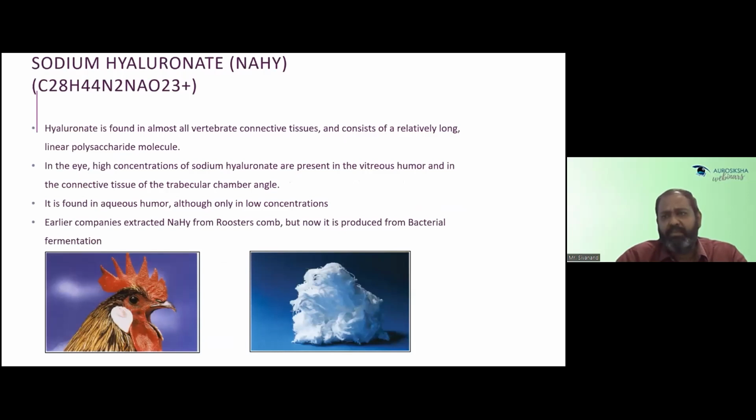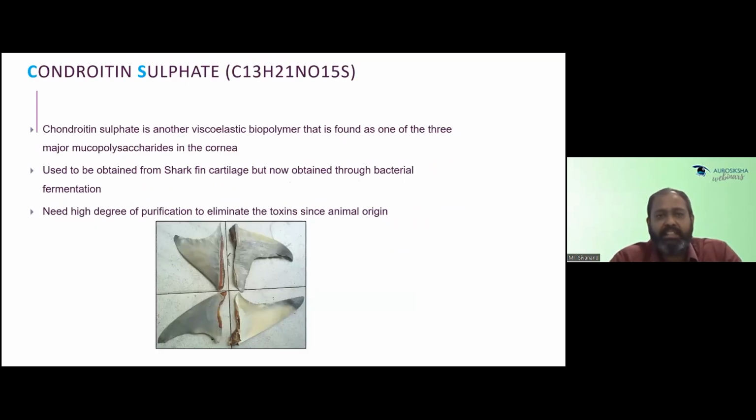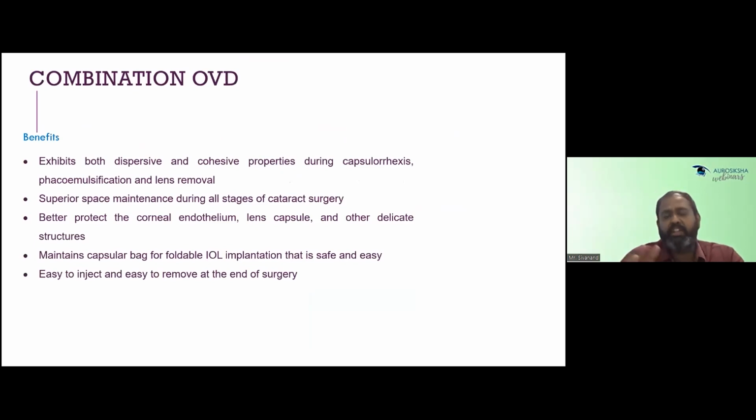So there are basically three types. One is commonly called sodium hyaluronate, which used to be made from a natural source, but today it is available through a fermented source. This is cohesive in nature. There are various percentages of it; I'm not going into this. And then there is chondroitin sulfate, which is dispersive and comes from shark fin, and a combined one. This combination viscoelastic is a combination of sodium hyaluronate and chondroitin sulfate, which displays the properties of both being dispersive and being cohesive.